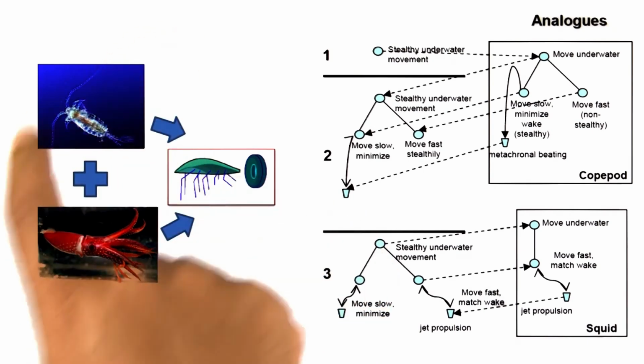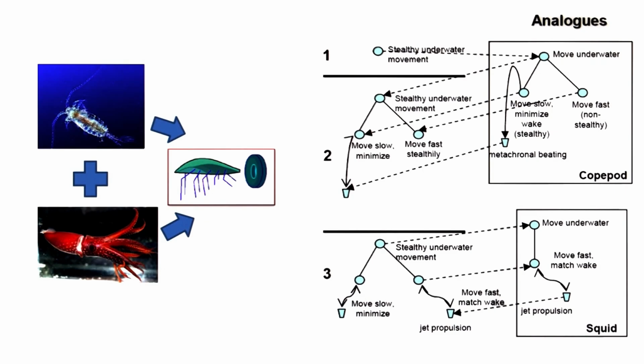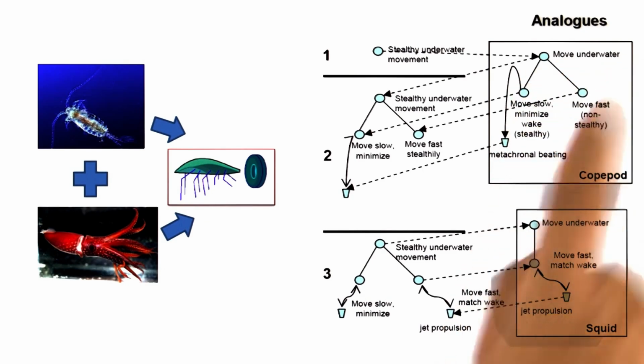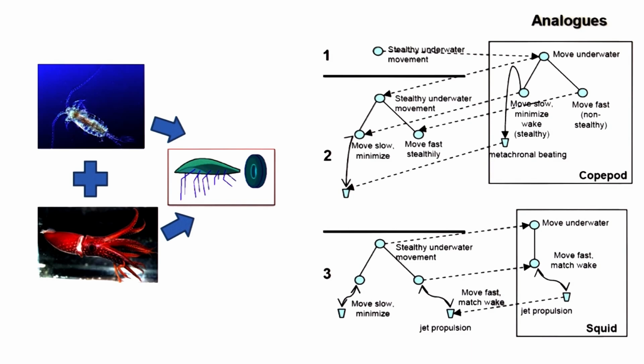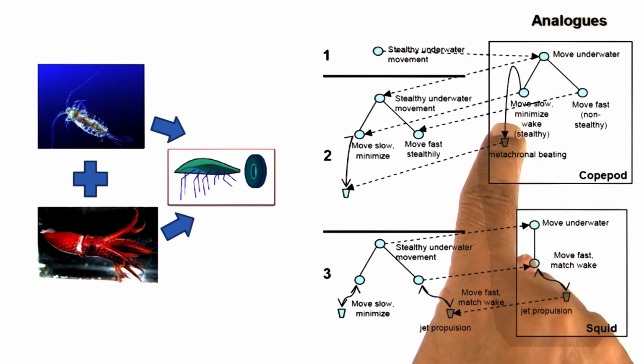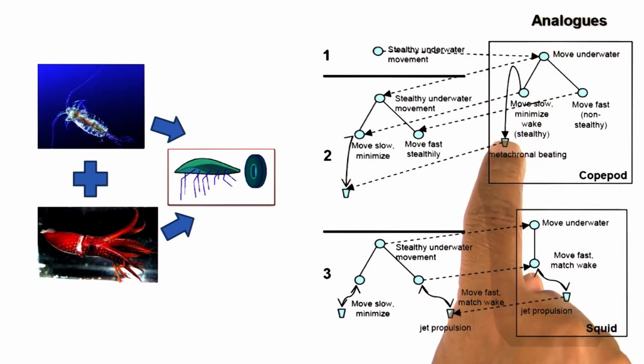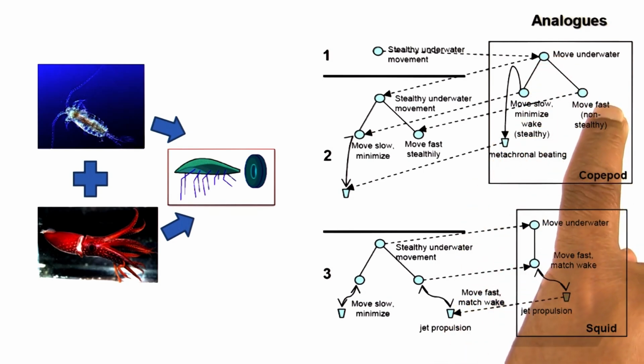This analogy decomposes our original design problem. We had the original design problem as moving underwater in a stealthy manner. Now that we have a design of an organism for moving underwater at low velocities, we are still left with the sub-goal of moving underwater at high velocities.